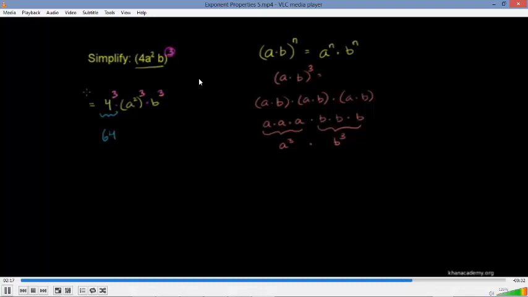And then we have a squared, and we are raising that to the third power. Well, we know from the product property of exponents, that's going to be a to the 2 times 3 power, or a to the 6th power. So this is a to the 6th power. We got 6 from 2 times 3. And then finally, we just have the b to the third power, and we'll just write it over here. So we simplified this expression to 64 a to the 6 b to the third power.